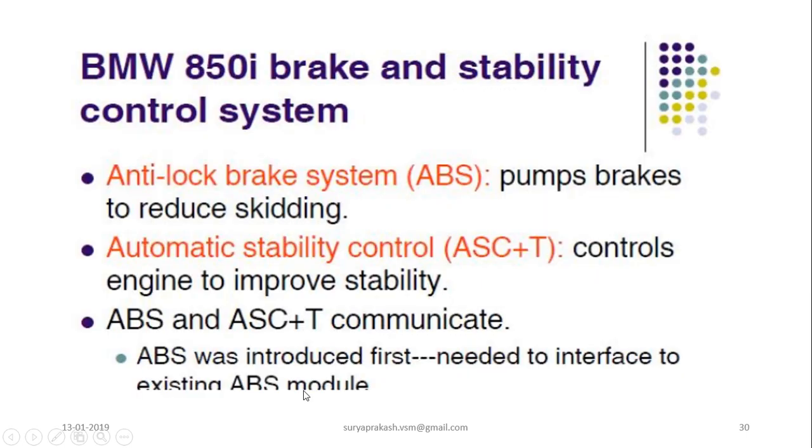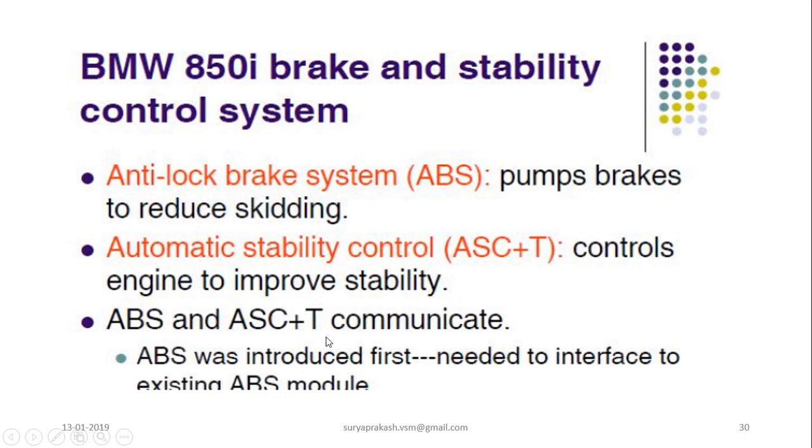And before closing up, we'll be seeing a case study on the different embedded systems that have been used by the BMW 850i brake and stability control system. The anti-lock braking system pumps the brakes to reduce skidding. The automatic stability control system, that is the ASC plus T, controls the engine to improve stability.